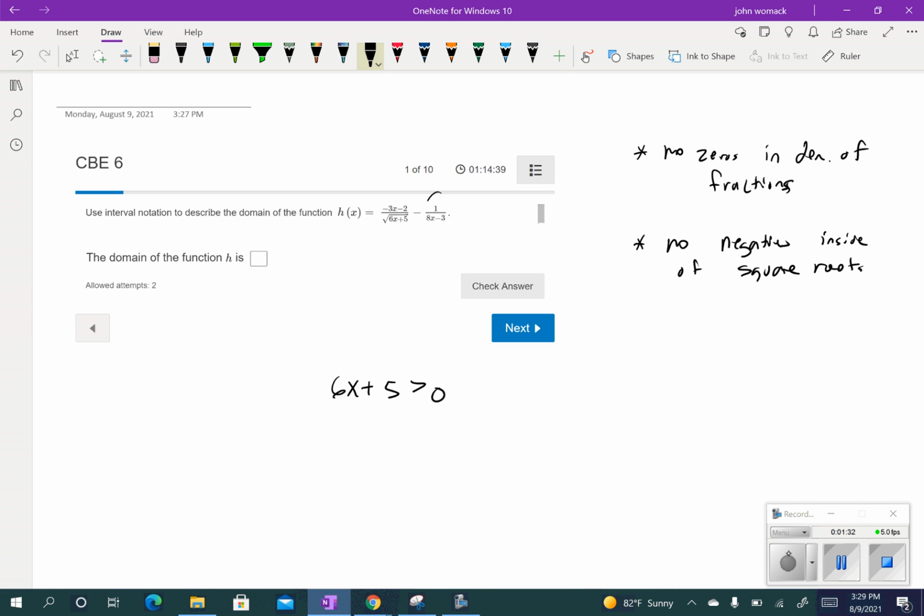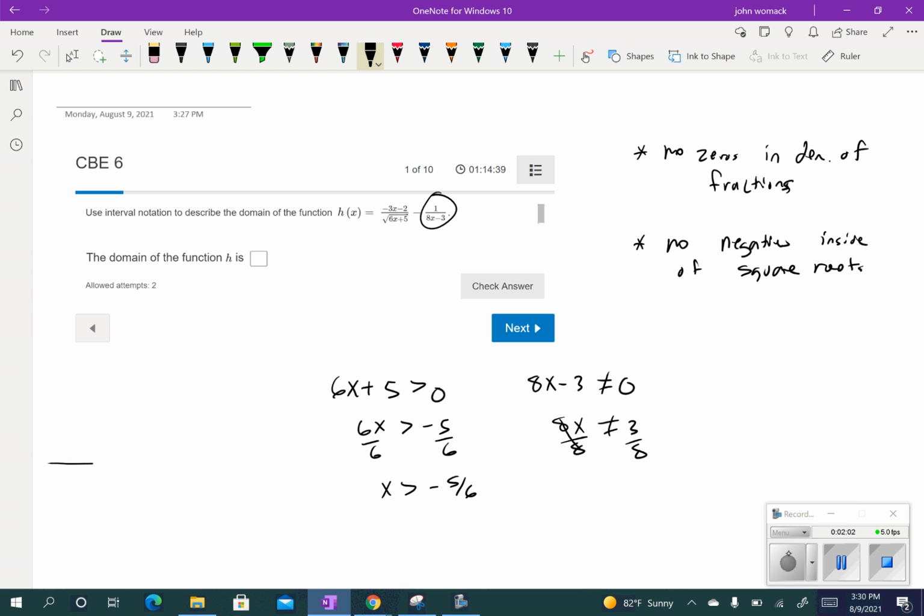Now the second fraction, we could also get a 0 on the bottom. So I know that x minus 3, we do not want it to equal 0. If I solve this, I'm going to minus the 5 over. 6x is greater than negative 5. Divide by 6. So x is greater than negative 5/6. Okay, this one we're going to add the 3 over. 8x cannot equal 3. Divide by 8. So x cannot equal 3/8.